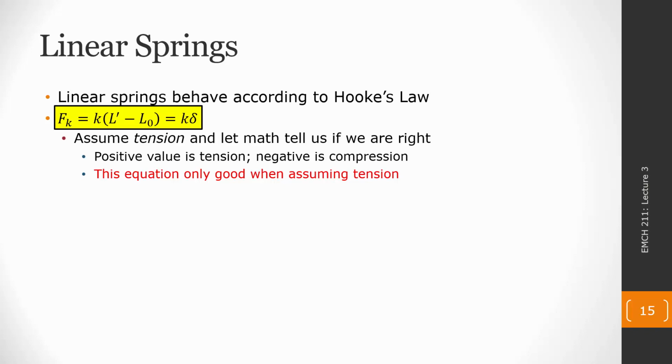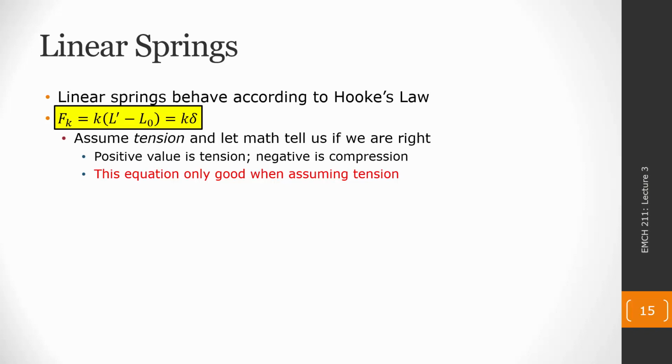So if the spring were just resting on the table with nothing else acting on it, L naught is how long the spring would be. L prime is a measurement of, in its current situation in equilibrium, if we measured the spring end to end, how long is it? So it's going to be basically the new length minus the original length. So by having it in the form of L prime minus L naught, we're automatically assuming tension.